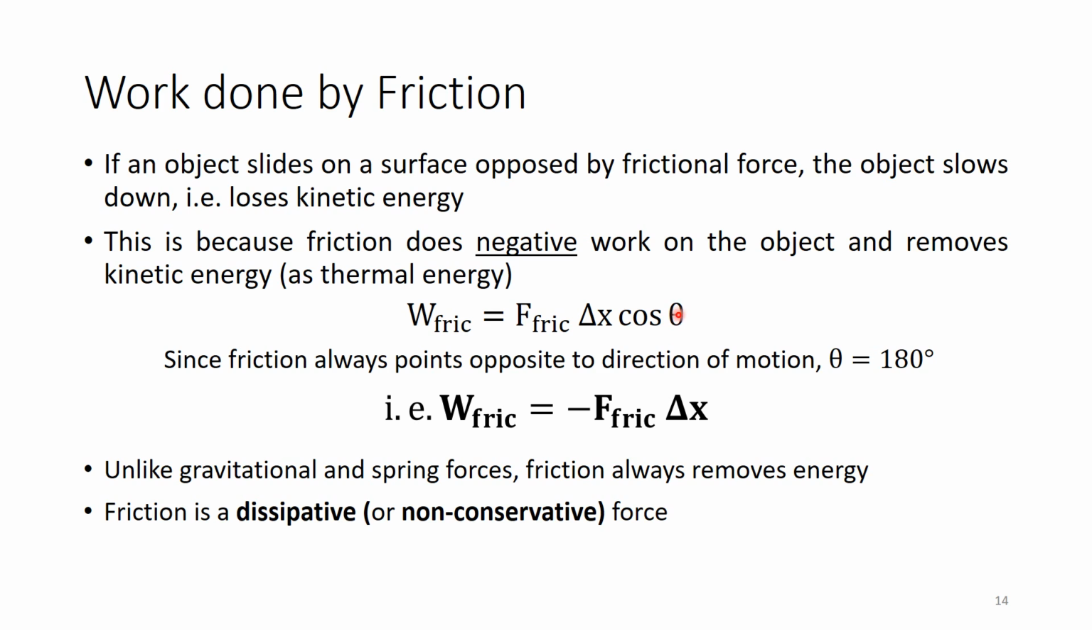So this angle theta is going to be half a circle. It's going to be 180 degrees. And when you plug in cosine of 180 degrees, you get -1. So this gives us a more compact expression. Work done by friction is negative times friction times delta x.